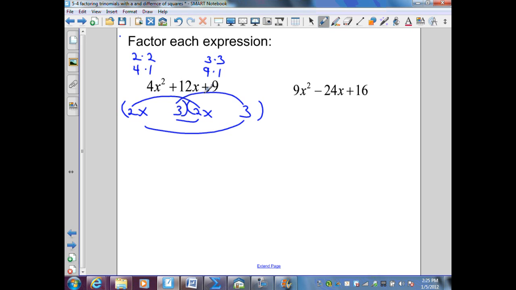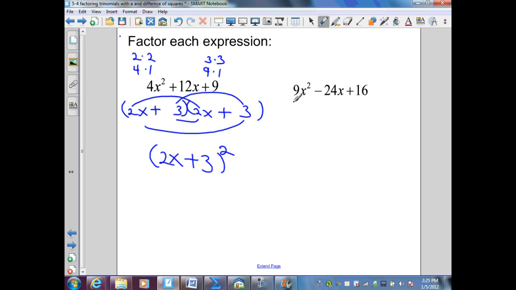Now with the plus 9, it's either going to be minus, minus, which would give me a negative 12x, but I need a positive 12x, so that's going to be plus, plus. And when I check my FOIL, first gives me 4x squared, outer and inner gives me 12x, and my last gives me 9. That generates a perfect square trinomial, so I'm just going to put this as a binomial squared. So that's 2x plus 3, quantity squared.